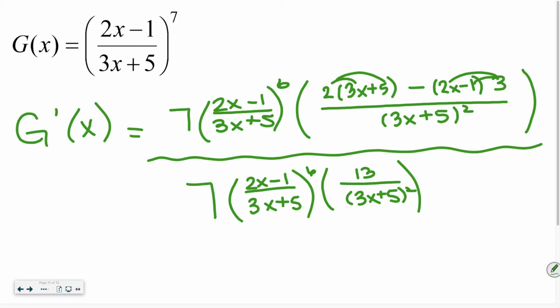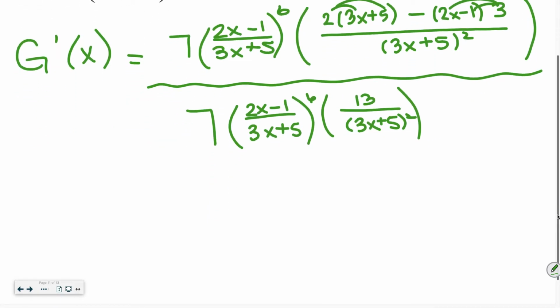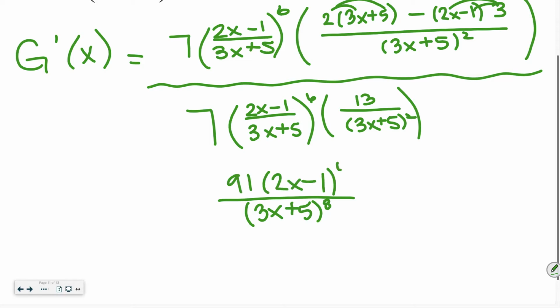So what we could do, and you're not going to do this, is we could say, if we make this one big fraction, 3x plus 5 is to the 6th here, to the 2nd here, so it's to the 8th power. 7 times 13 is 91, and 2x minus 1 is to the 6th power. But that is not necessary. All that is algebra, but we don't need to do it. You do it.